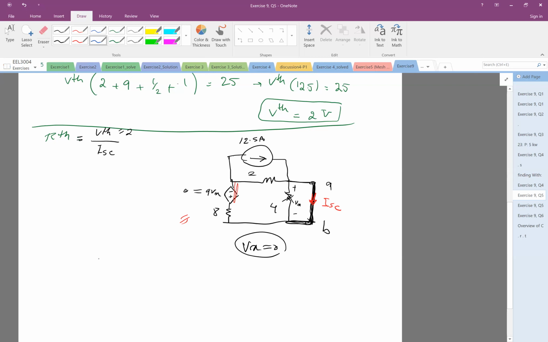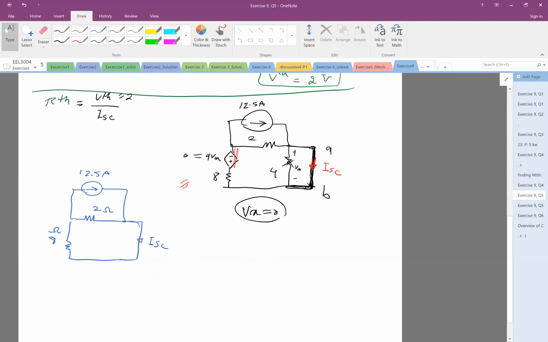So equivalently, this is what's left. This is 2 ohm. I have still the current source here, 12.5, but then that is removed. Still I have the short circuit part here, and then I have the 8 ohm. The other one, that dependent voltage source, is also removed because that's 0. Okay, so basically this is the circuit that we have, and we are looking for the I short circuit. So again, we can just do a very simple mesh. This is 12.5 amp, and this is I short circuit.